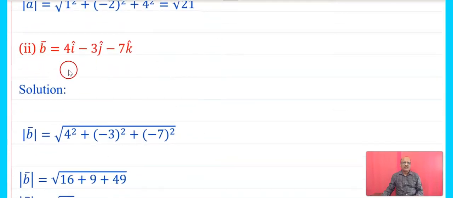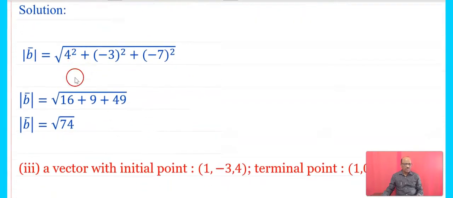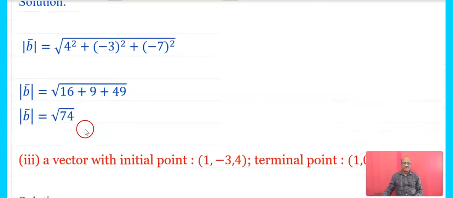Next, b bar is equal to 2i cap minus 3j cap minus 7k cap. Therefore, mod of b bar is equal to the root of 4 squared plus minus 3 squared plus minus 7 squared. 4 squared is 16, plus 9, plus 49. Their total is 16 plus 9, that is 25, and 25 plus 49 is 74, and hence the magnitude of b bar is equal to root 74.